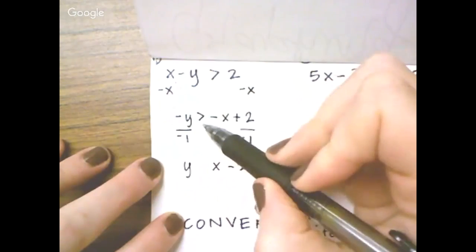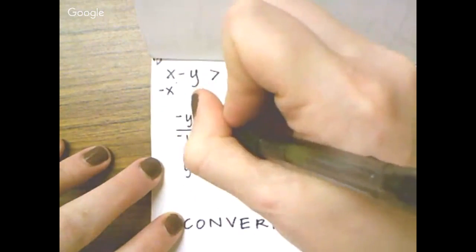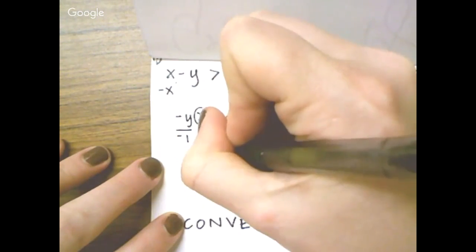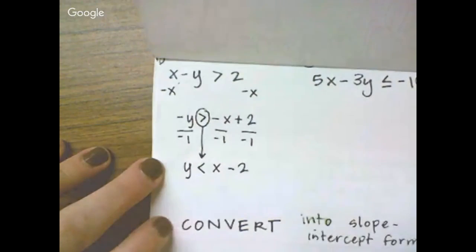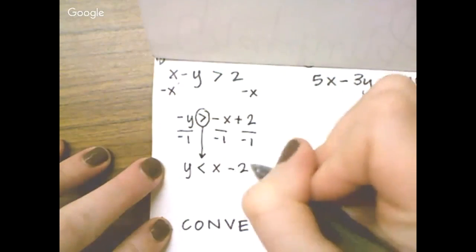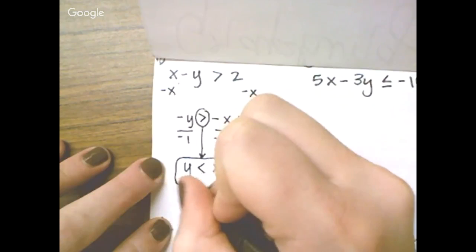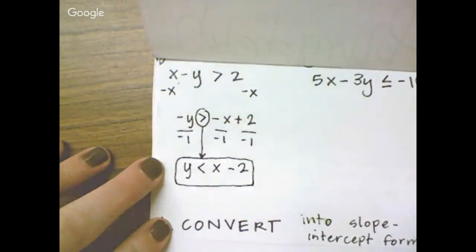Now, remember what happens when I divide by a negative. I'm dealing with inequalities now, so my symbol is going to flip. So this is my slope-intercept inequality.